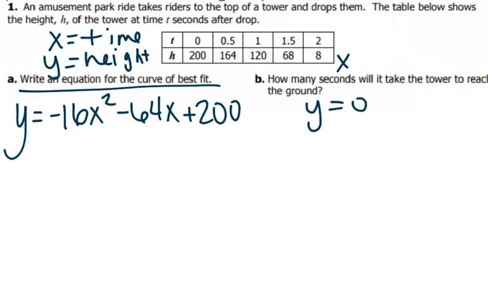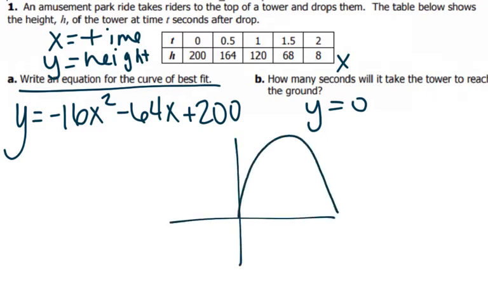I think the easiest thing to do is graph this in Desmos. So you're going to get a tower, and you just want to figure out where it actually hits the x-axis. So how many seconds does it take to get to the ground? So graph it in Desmos and see where the x-intercept is. Pause the video in 1, 2, 3.